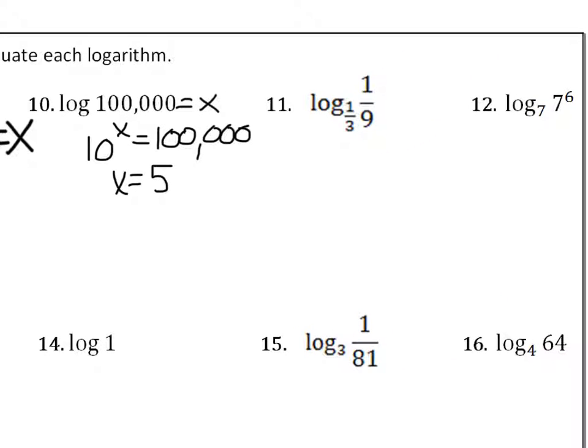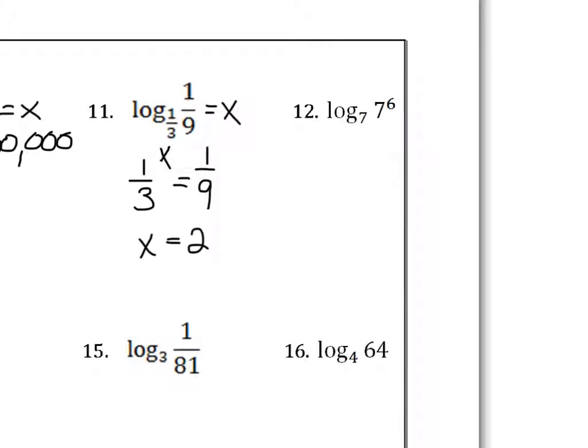Number 11, set it equal to x. So 1/3 is your base to the x equals 1/9. Well, we need to change a 3 into a 9, but the 1 needs to stay 1. So our exponent here would be a 2. Because if you square 1, it stays 1, and if you square 3, it becomes 9.